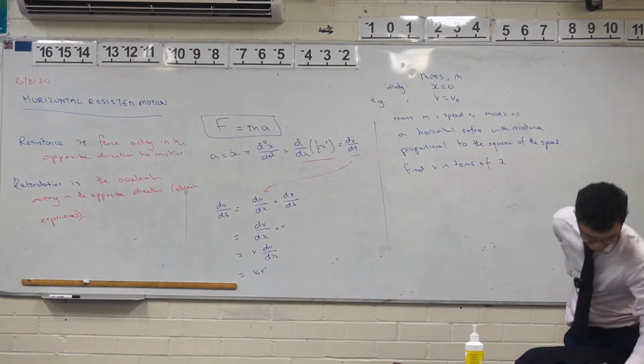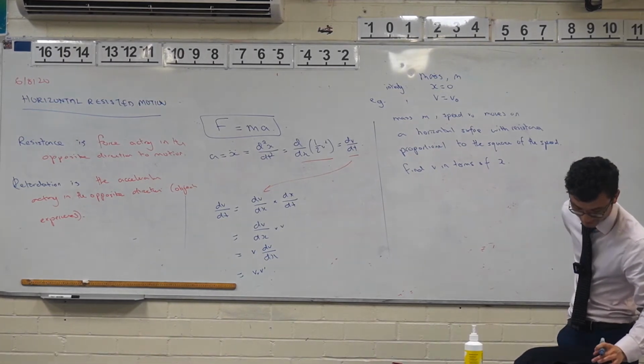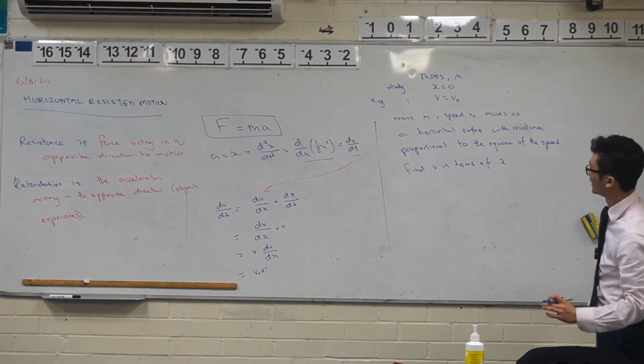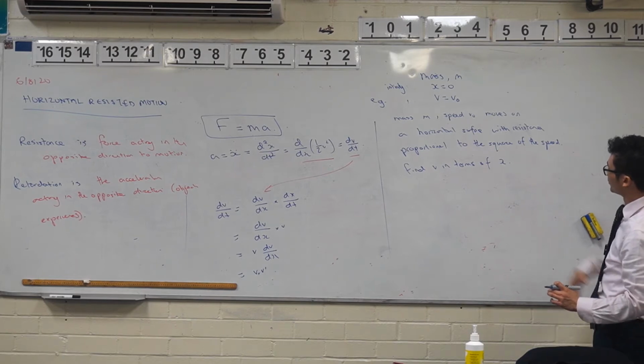A particle of mass m, initial speed v sub 0, moves on a horizontal surface against a resistance, with resistance proportional to the square of the speed.